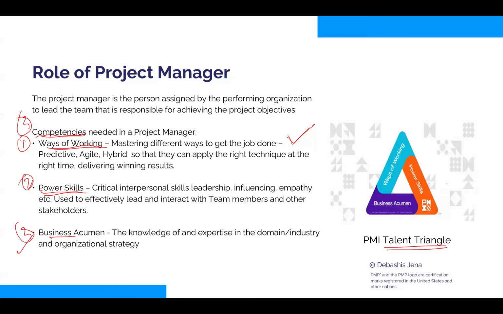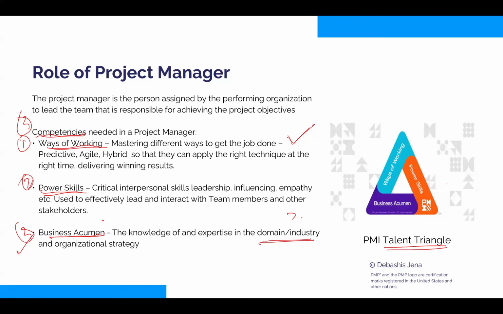Third one, what's business acumen? Business acumen means 2 things. One, knowing the domain industry. For example, I'm managing a pharmaceutical project, so I should have an understanding of the pharmaceutical domain. I should know the market, the industry, what is happening, what technological advancement is going on. I should have a fair understanding of the industry. If I don't, I won't be able to do justice to my role.